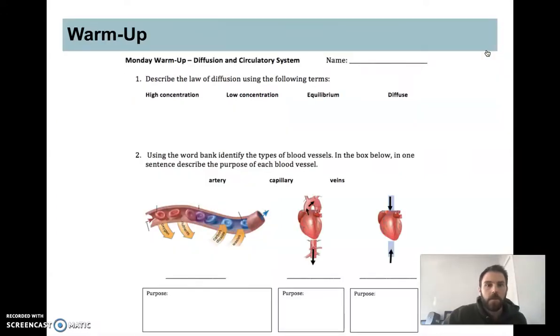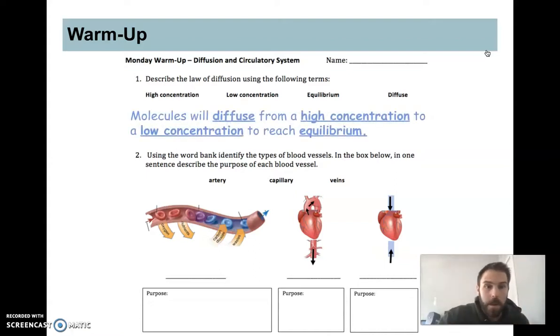All right, so describe the law of diffusion using the following terms. This is a really important concept that's going to apply to all the systems we talk about. So we could say something like this. Molecules will diffuse, which essentially means that they move, spread out from a high concentration always to a low concentration until they've evened out, until they've reached equilibrium. So hopefully you had some type of answer similar to this. But we always go from a high to low concentration until equilibrium's met.